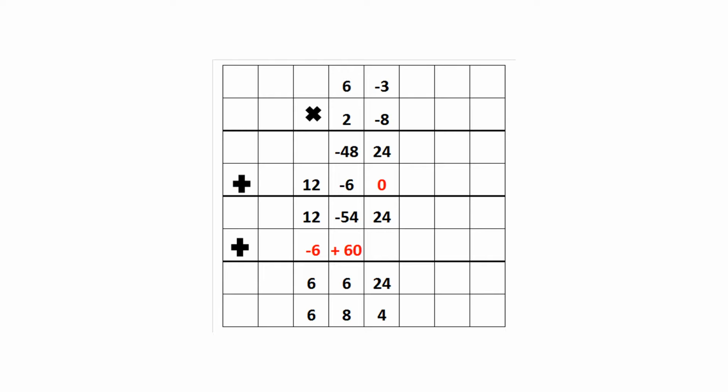6, -3 as integers is 57. 2, -8 is 12. 57 times 12 is 684.